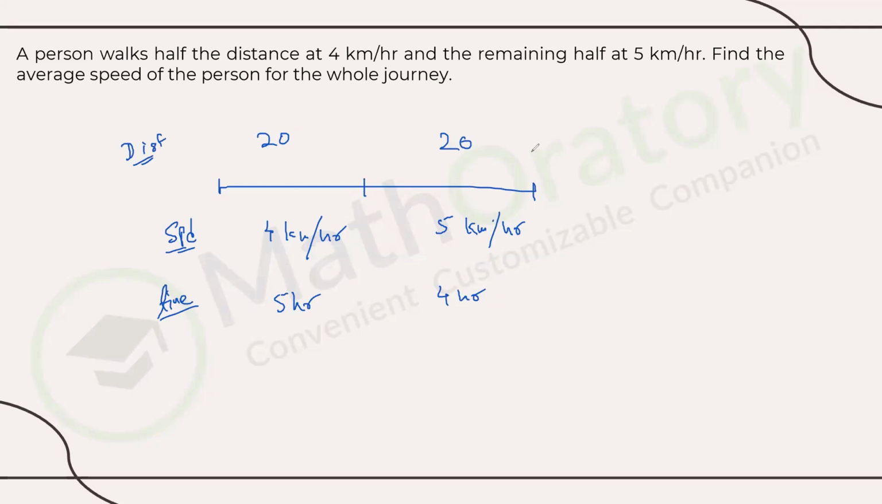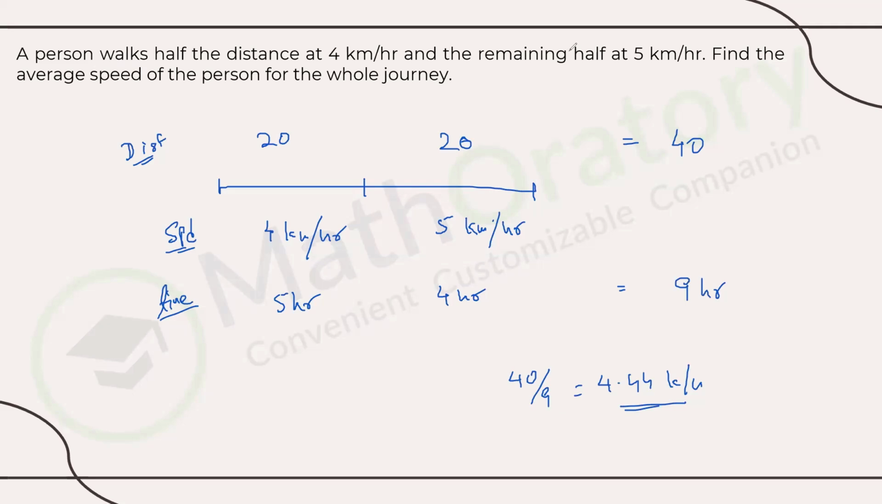That's it. So average speed, the basic concept, is total distance by total time. Total distance covered is 40 kilometers. Total time taken is 9 hours. Average speed is 40 by 9, that is roughly 4.44 km per hour. That's it. So whenever you have a question like this, just keep in mind that you have to assume the numbers such that the distance relationship that has been given is intact.